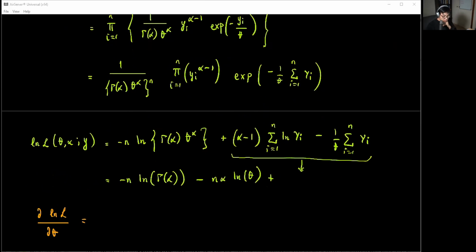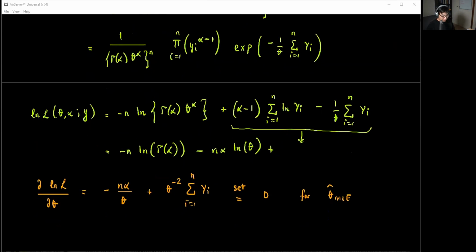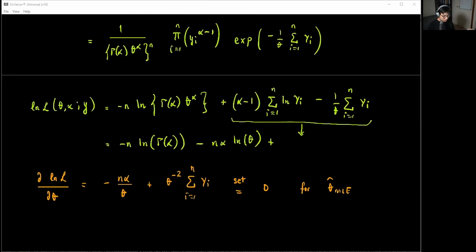Okay, so we can actually see here that we have this first of all. So this will be minus n alpha over theta. Okay, and then we'll have plus theta to the minus 2 sum of y. Okay, and we'll set this equal to 0 for our maximum likelihood estimate. Okay, all right, so can we solve for our maximum likelihood estimate? I think so.